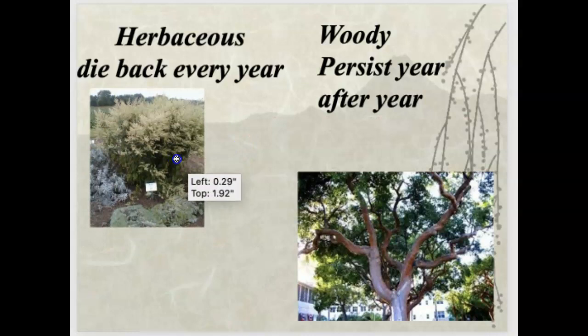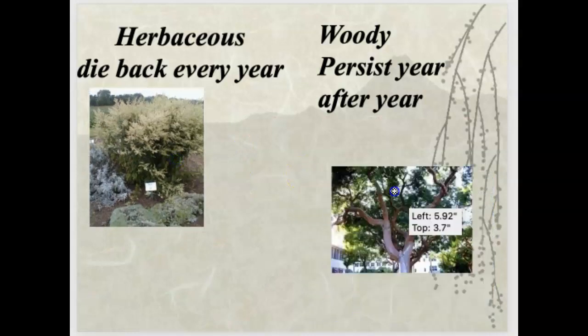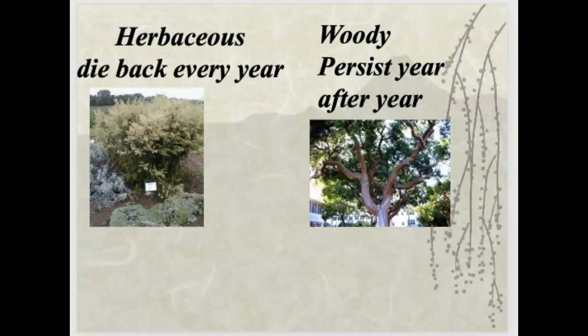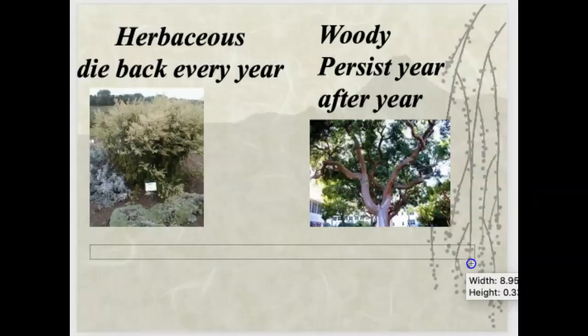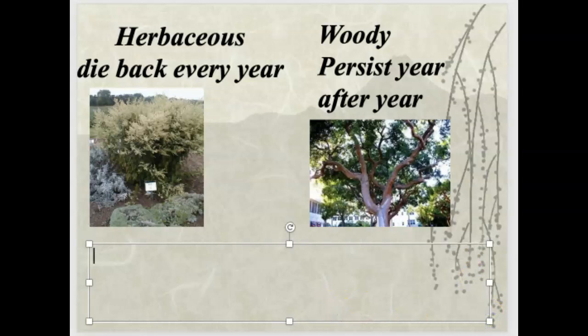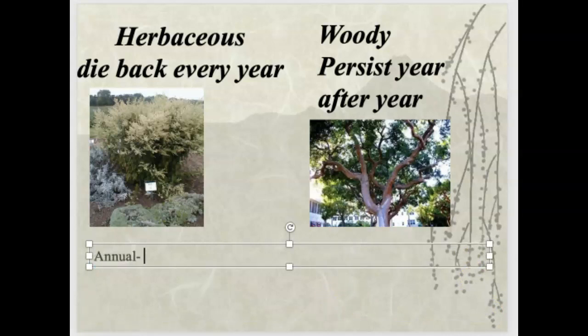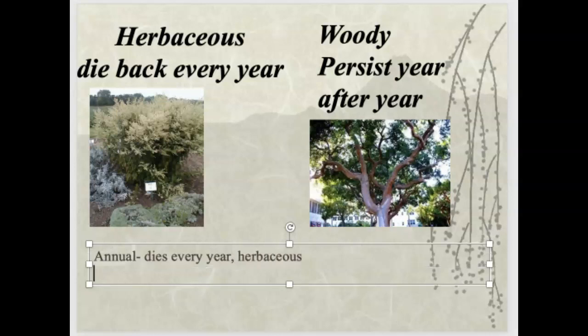A couple other terms. Again, general terminology to associate with flowering plants. Annual. So if something's an annual, it dies every year. They tend to be herbaceous. I want you guys to think about what is the most common annual in the state of Illinois.